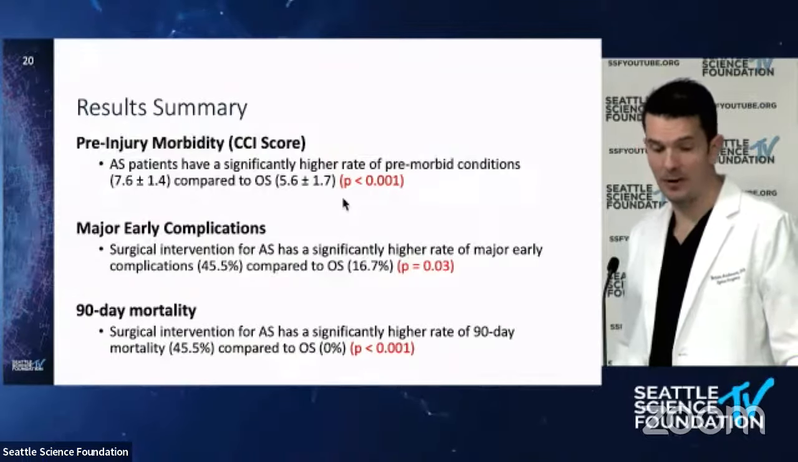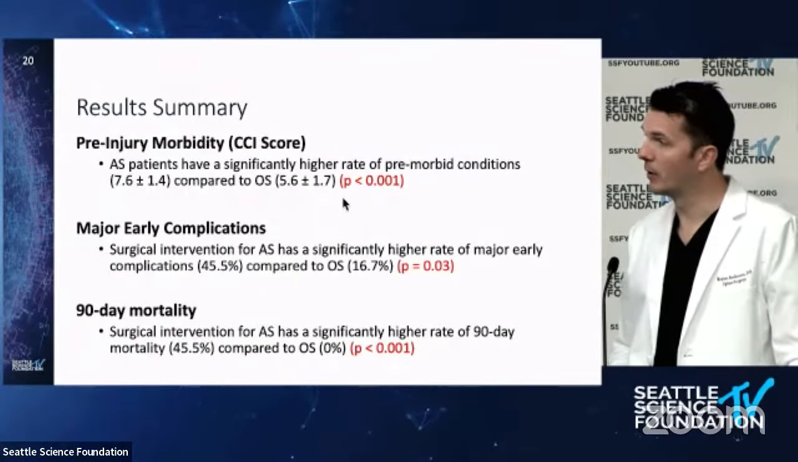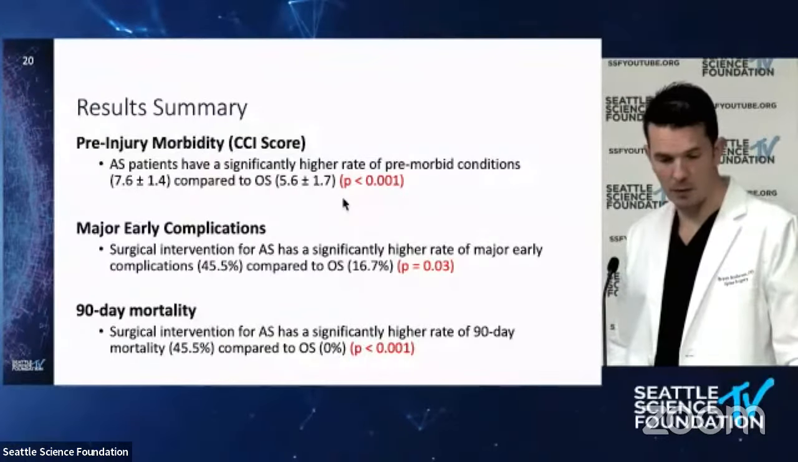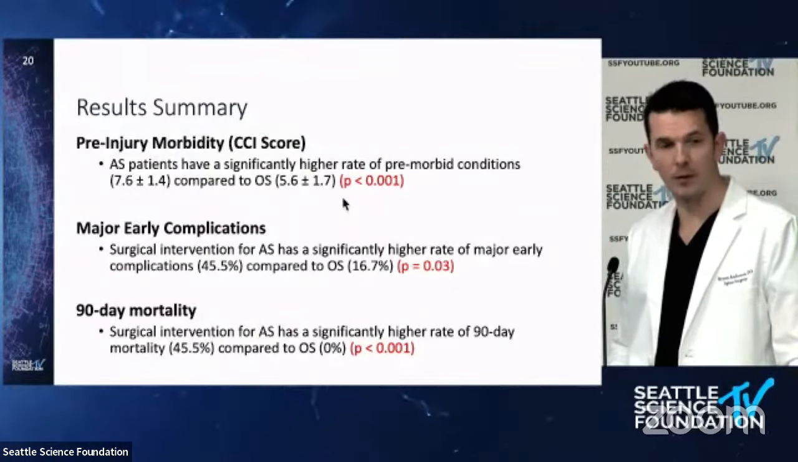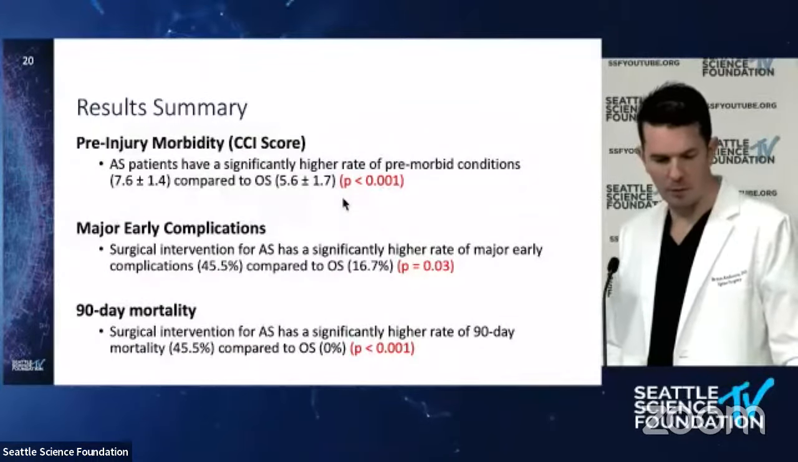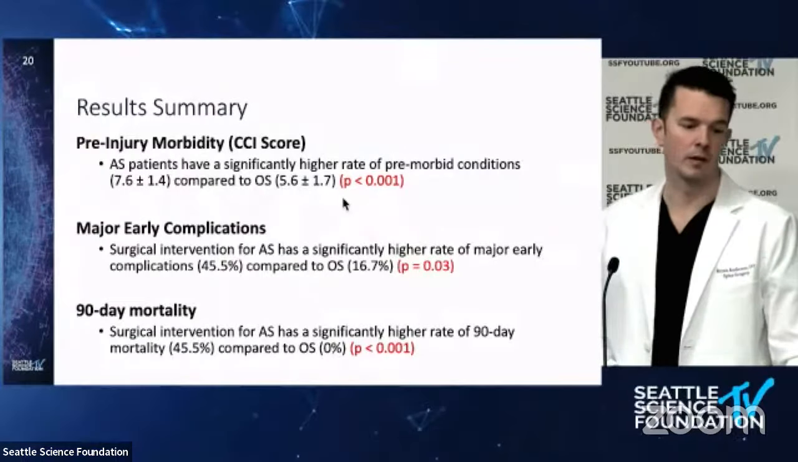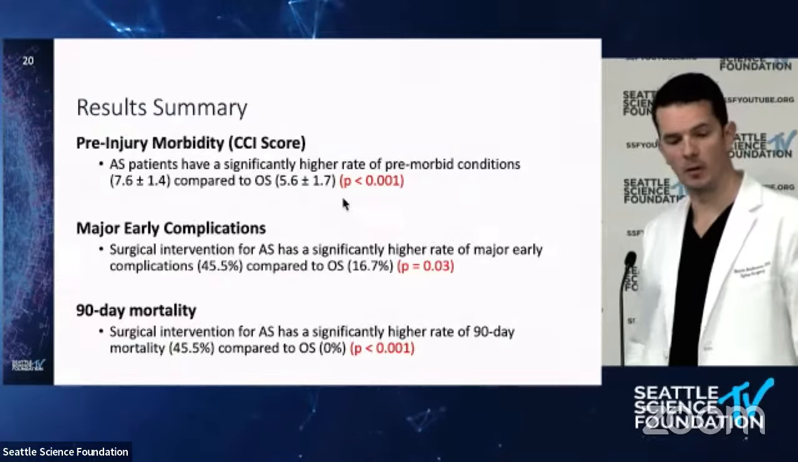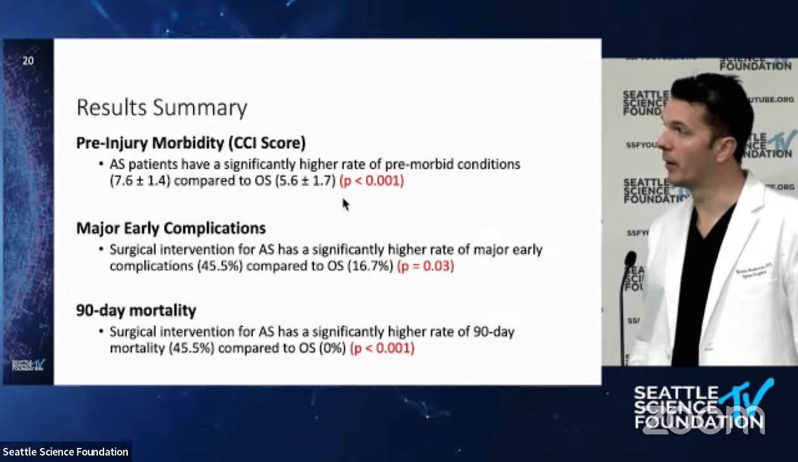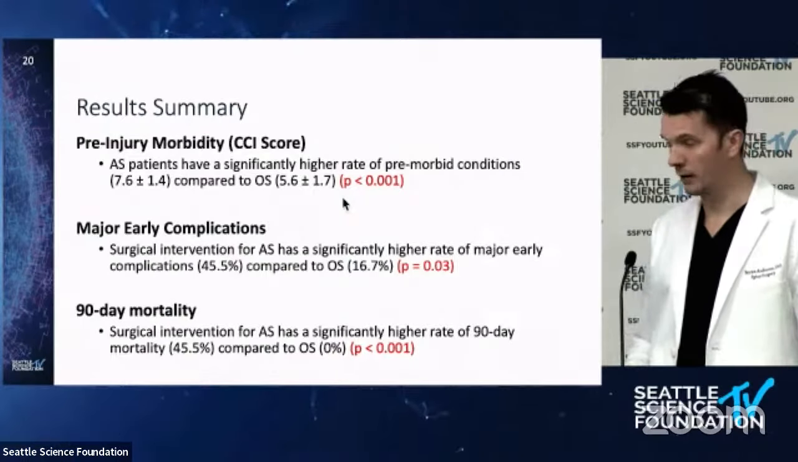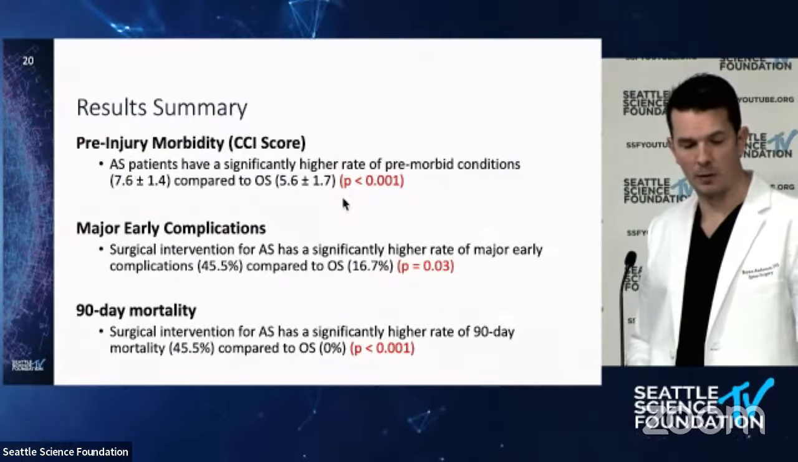And then 90-day mortality is very similar. 45% of these patients did not make it past 90 days due to a multitude of issues, as I talked about before, compared to 0% in the osteoporotic group. The authors went through in their discussion of the paper, and they listed several other papers that commented on similar types of in-hospital mortality and 90-day mortality rates. In-hospital mortality around 10%, 90-day mortality rates 30 to 40%. So these numbers aren't unknown.